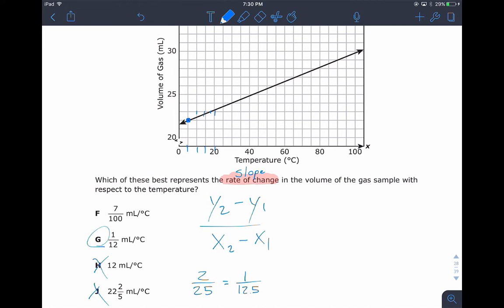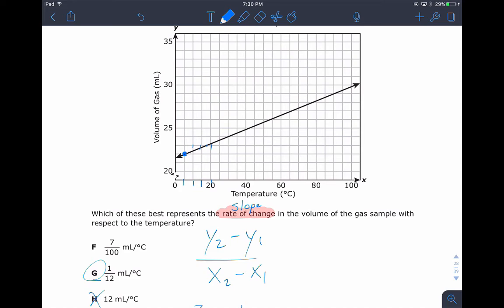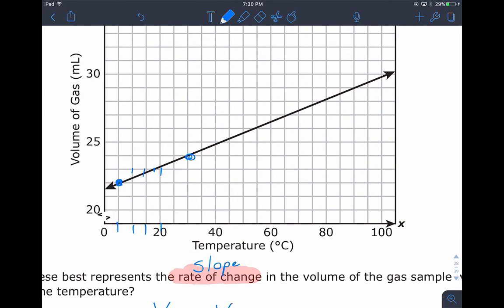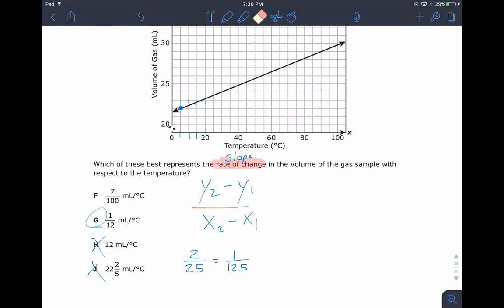That'll probably be the closest. Hopefully they write this question or a question like this a little bit better, to where they actually give you some points that come out real clean. If they give you points that come out real clean, it should be easy. So I would just go with your gut there, or the closest one. I think it's 1 over 12. So yeah, just go with that one there.